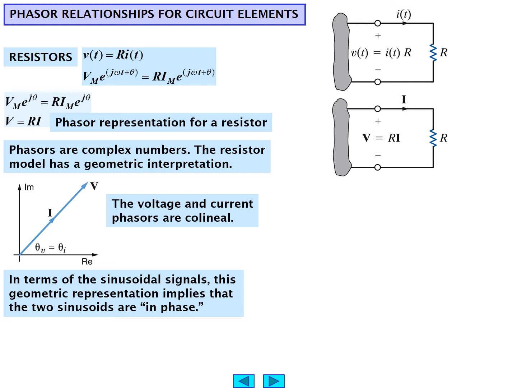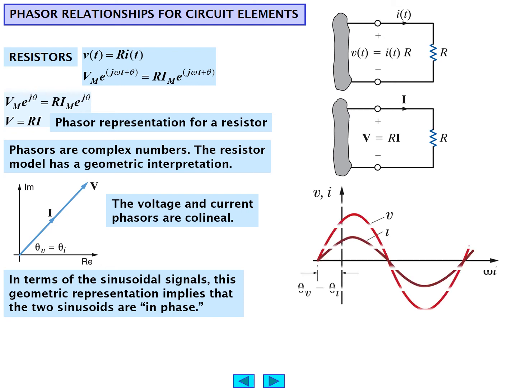In terms of sinusoidal signals, this geometrical representation says that the two sinusoids are in fact in phase, or if you will, there is 0-degree phase shift between voltage and current. And of course, if we plot it as functions, we would see that they have no phase shift. Both have the maximum at the same point in time and the zero crossings at the same point in time. They could be offset on an omega t axis by some initial angle, theta, but of course theta sub V for voltage and theta sub I for current would be the same.